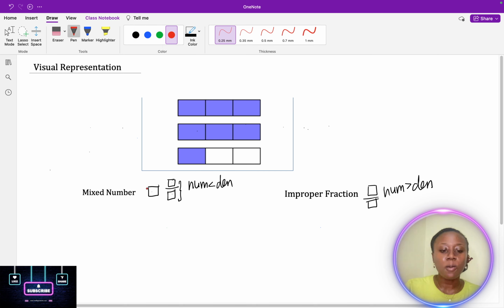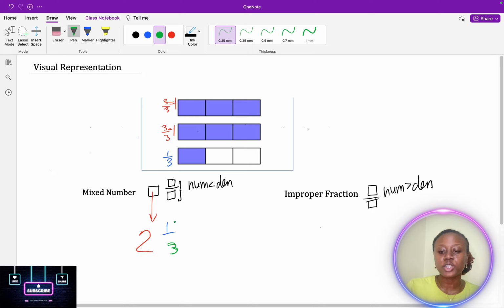For the whole number component, that should be the total number of blocks that are shaded. Here we have one block which is 3 out of 3 and another block. So we actually have 2 blocks that are completely shaded, and so our whole number component is 2, representing 2 sets of 3. For the proper fraction component, we have a numerator of 1 and a denominator of 3. So for this last slab of blocks, we have 1 out of 3. And that's it for the mixed number.